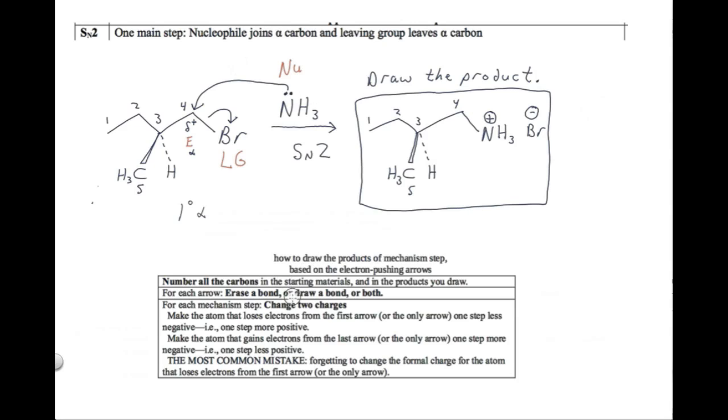Make sure that you always remember to change 2 charges on each mechanism step, and watch out for this most common mistake. The most common mistake is forgetting to change the formal charge for the atom at the beginning of the string of arrows. You should always change 2 formal charges at the beginning and the end of the string of arrows, but unfortunately students often forget to change the formal charge for the atom at the beginning of the string of arrows.